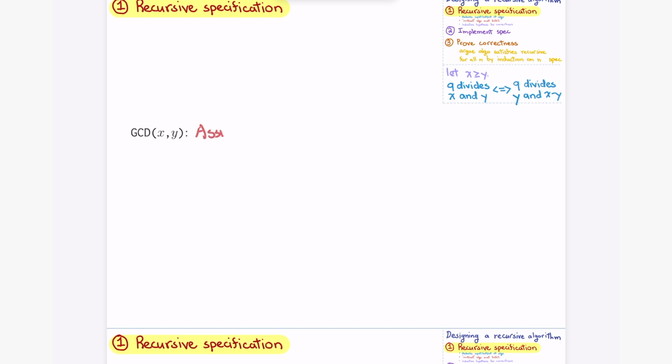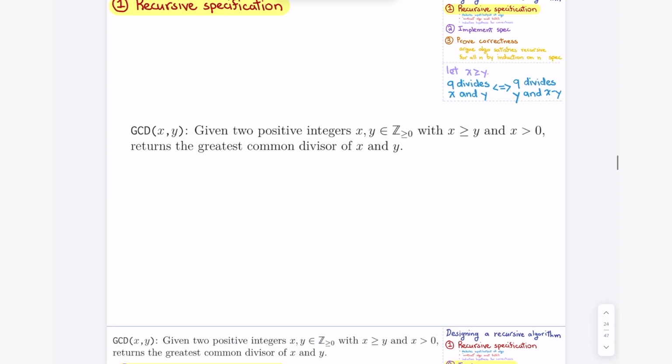Sure. Assuming x is at least y, it returns the, I guess, GCD of x and y. It almost feels like we're not saying anything, and that's sometimes appropriate. But at least we've made it clear, assuming we all agree on the definition of greatest common divisor. All right. So that is, I guess, our recursive spec.